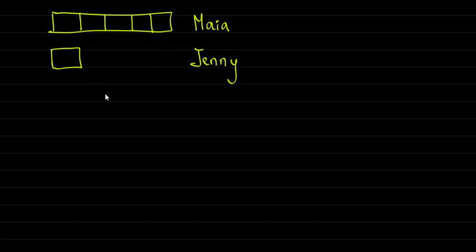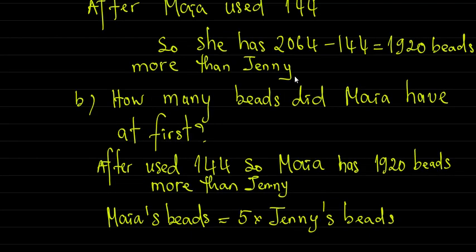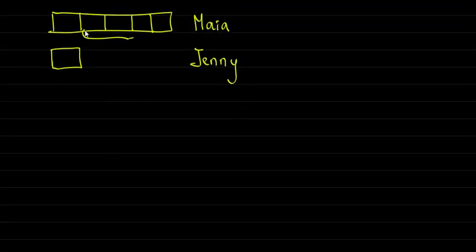So then they say that after Mia used 144 beads, she has 1920 more beads than Jenny. So that means we could say that 4 units here equal 1920 beads. Again, after using 144, Mia has 1920 more beads than Jenny.